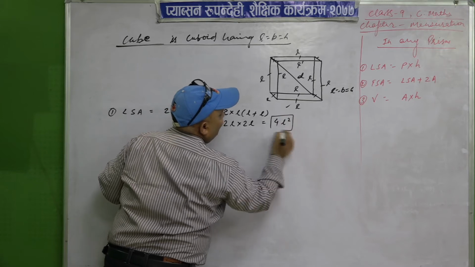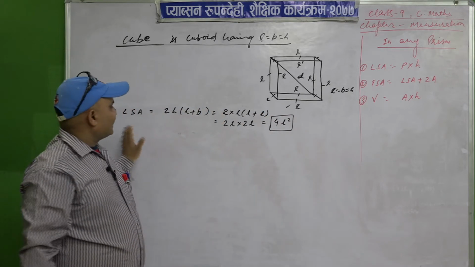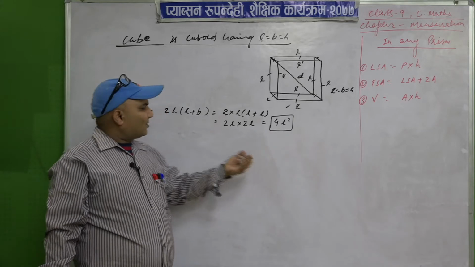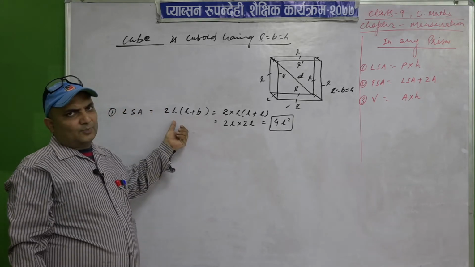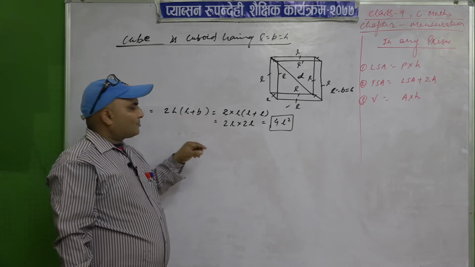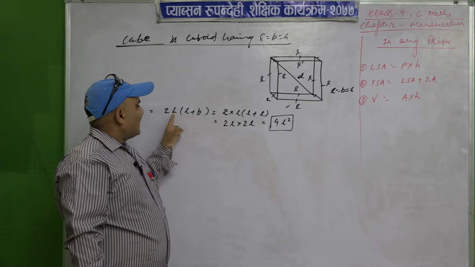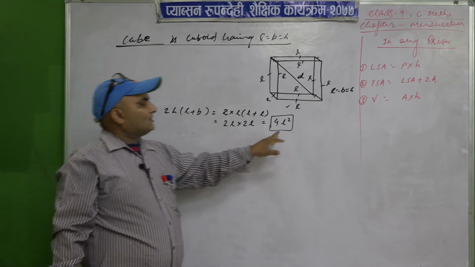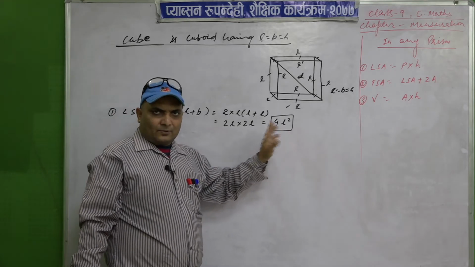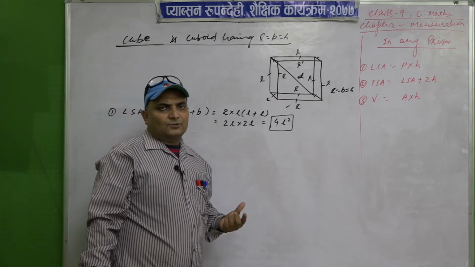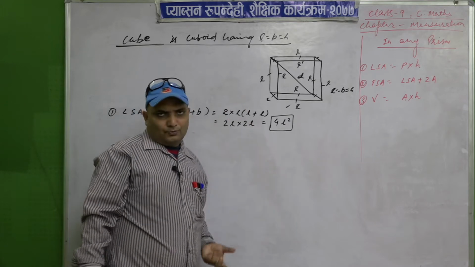This is the direct formula for the lateral surface area of a cube, 4L square, or you can use 2H(L plus B) also. But remember that when you use this formula, you have to put the values of H, L, B as the same value, or directly you can use 4L square. So this is the direct formula for the lateral surface area of a cube.